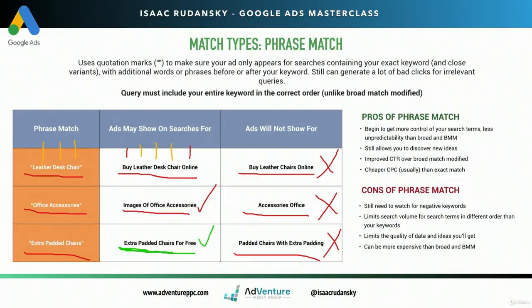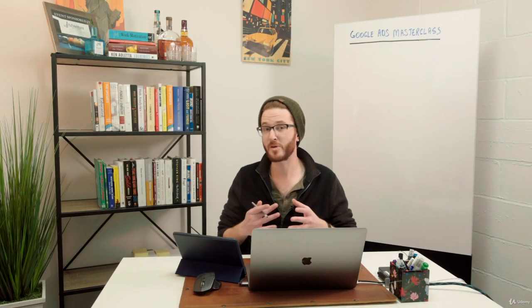Some of the downsides, or some of the things to look out for with phrase match: you still need to be aware of negative keywords. It limits search volume for search terms in a different order than your keywords. Oftentimes, the order doesn't matter, and sometimes people are too aggressive with phrase match, which is why it's not my favorite keyword match type. I use phrase match the least. I'm usually using broad match modified and exact match.